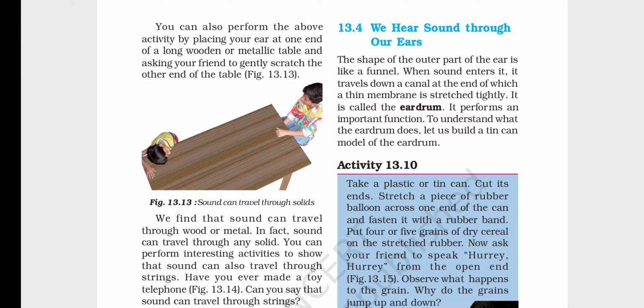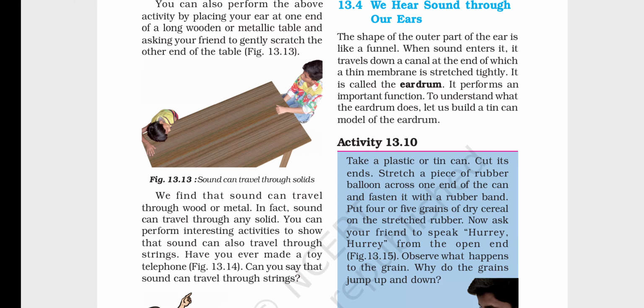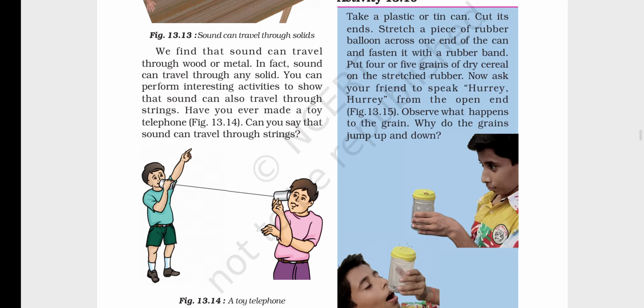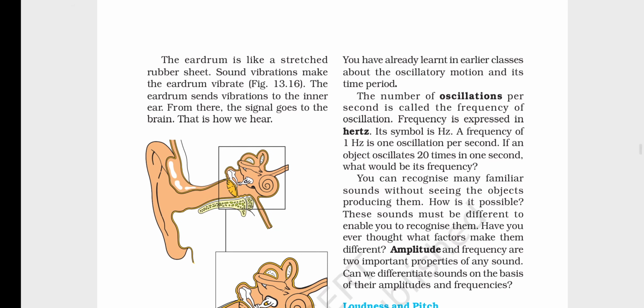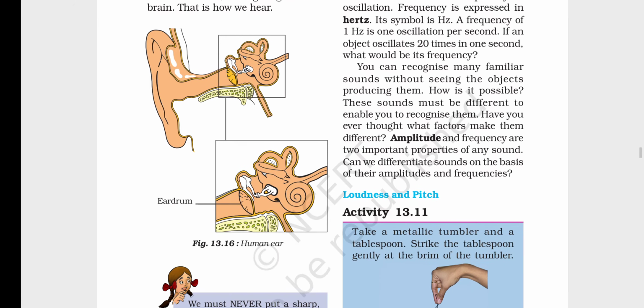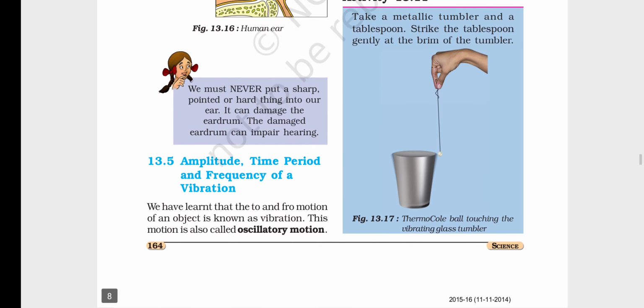In the last video, we studied how we hear sound through our ears. The shape of the outer part of our ear is like a funnel, and the sound enters it and travels down a canal at the end of which a thin membrane is stretched, called the eardrum. We also studied how the eardrum vibrates and passes the vibration to the inner ear, and how the signal reaches the brain. This we studied in the last video, and let us continue further.